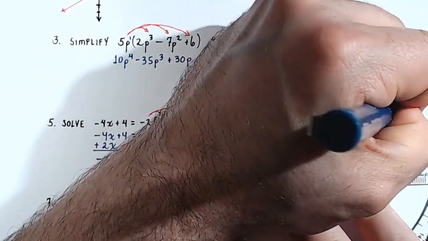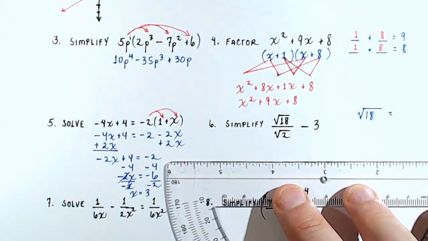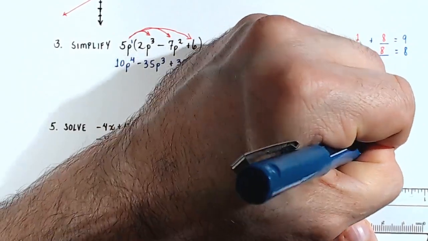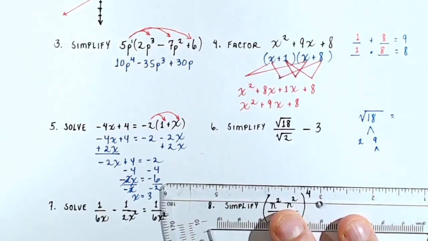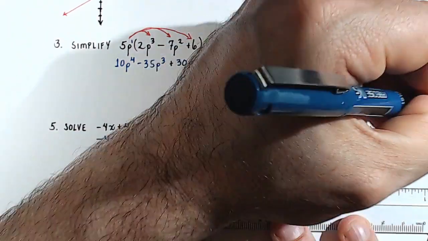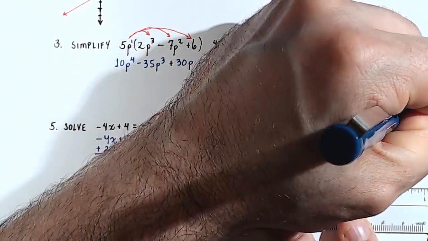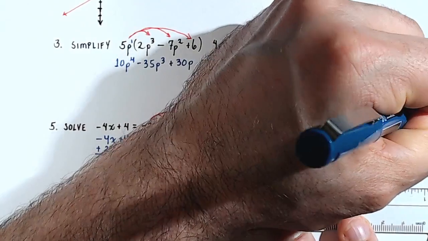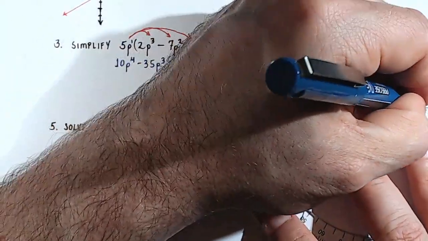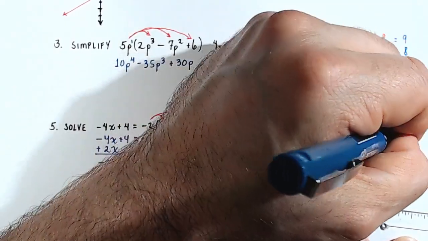We need to simplify this, so that's going to equal something. What we do is we prime factor 18. So 18 is 2 times 9, and 9 is 3 times 3. We can rewrite these factors as 2 times 3 squared. So the square root of 18 is equal to the square root of 2 times 3 squared.